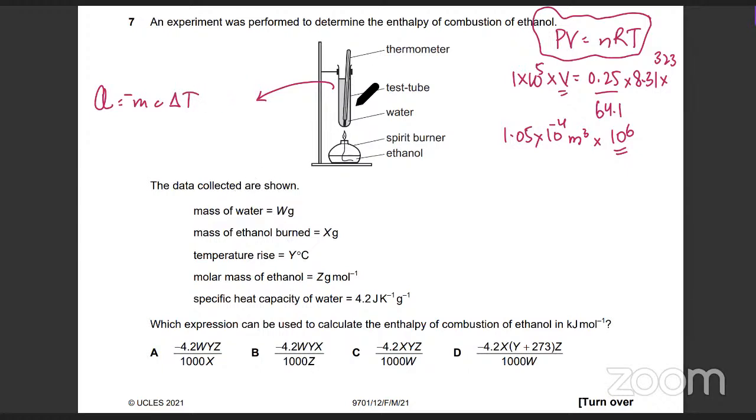So the mass of water is what? W. As for the mass of ethanol burned, we don't care about it here. I just care about this part, the heat that is absorbed by the water. The temperature rise of water is y degrees centigrade. Specific heat capacity of water is 4.2, and the temperature rise is y. Since it's rising, you should understand that it's going to be exothermic, so it's going to have a minus sign. Anyway, that's your Q, mc delta T, right? What's the next step?